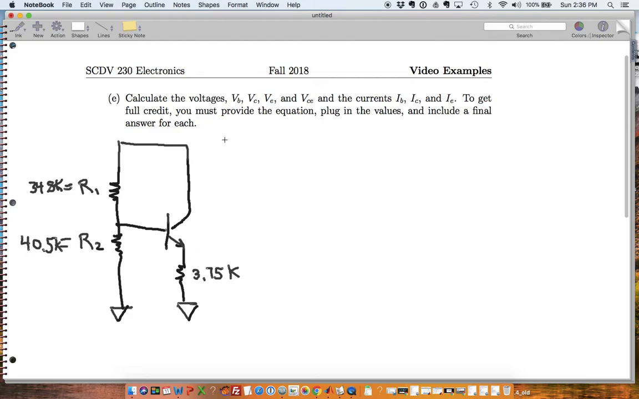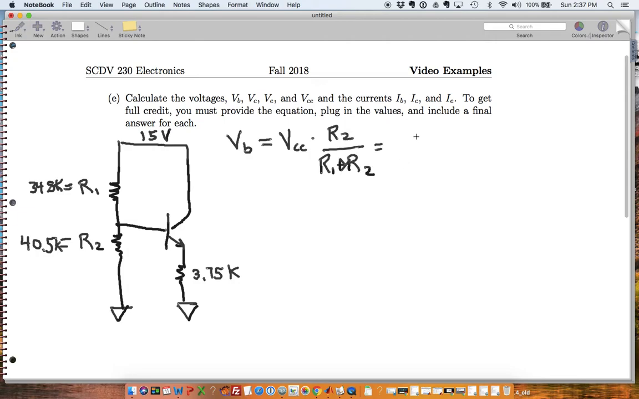Okay, so the first thing I'm going to do is calculate my VB. I can do that because I know that this is a voltage divider. So this is my 15 volts, or my VCC. What I need to do is find the voltage of my voltage divider at this point, and this will be my voltage at the base of the transistor. So how do I do that? Well, for my voltage divider, the equation is VCC times R2 over R1 plus R2.